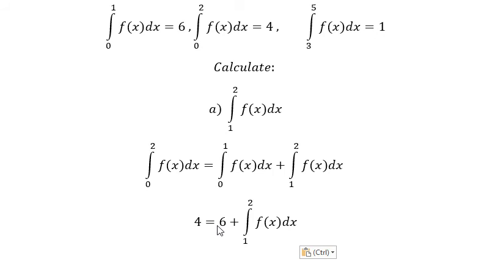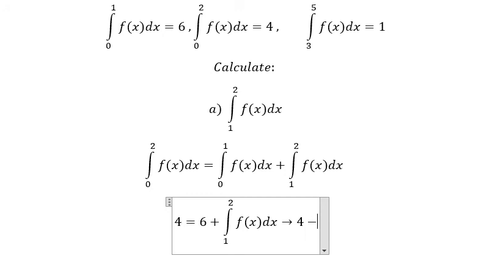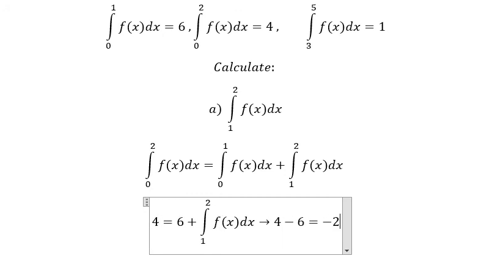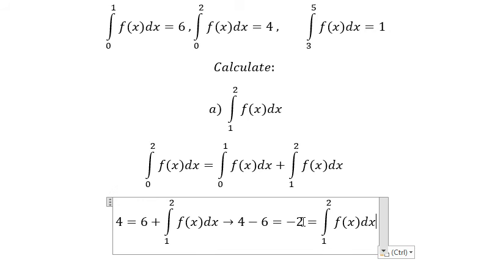So after we analyze this way, we put the 6 to the left. And we have 4 minus 6 equals negative 2. And you get this integration in here. And this is the answer for question A.